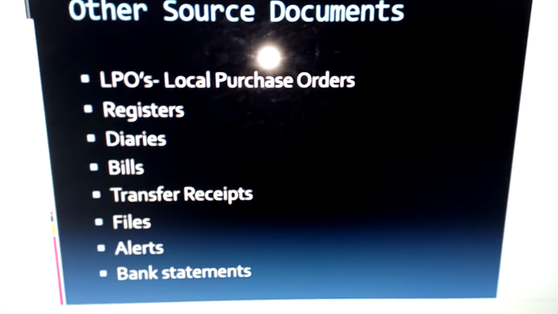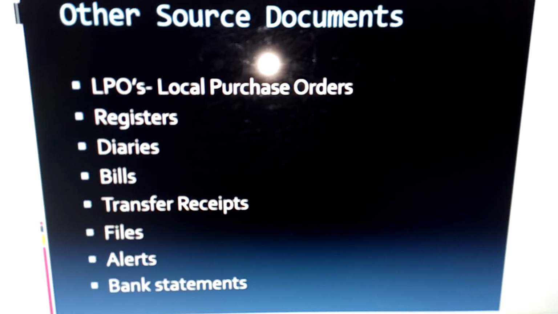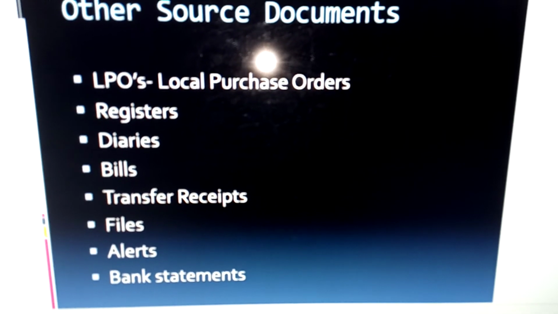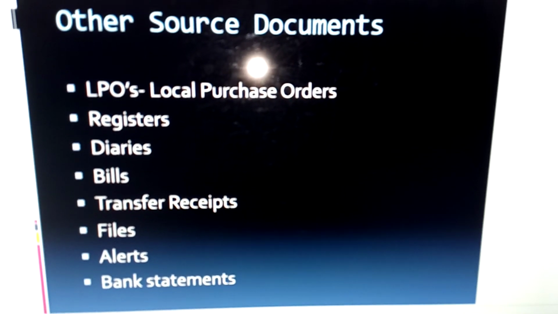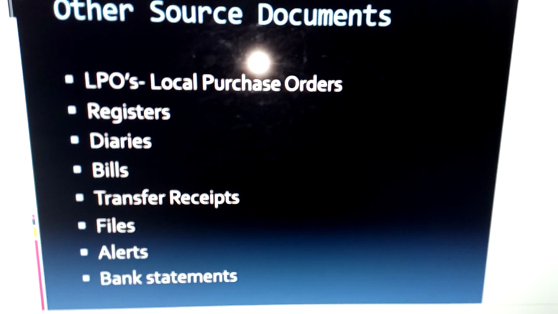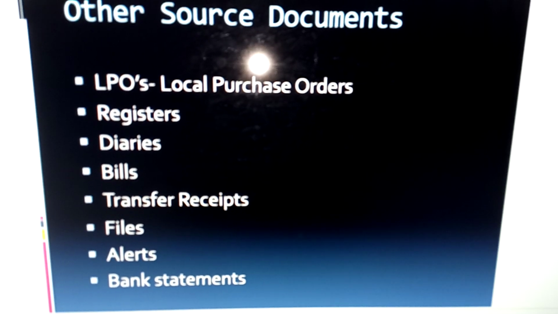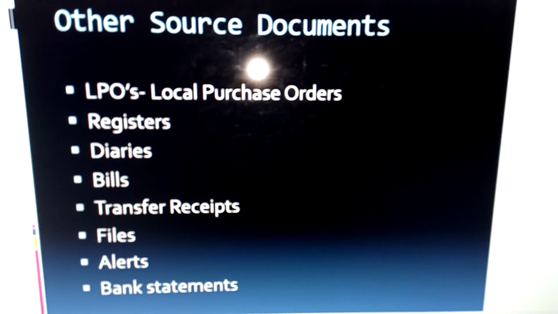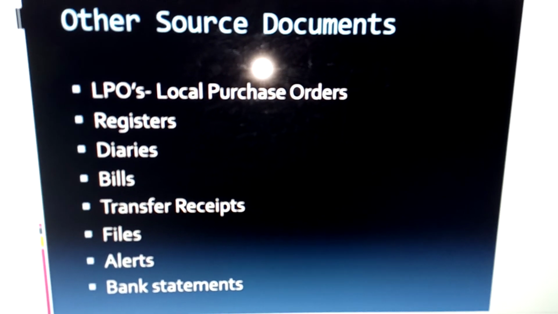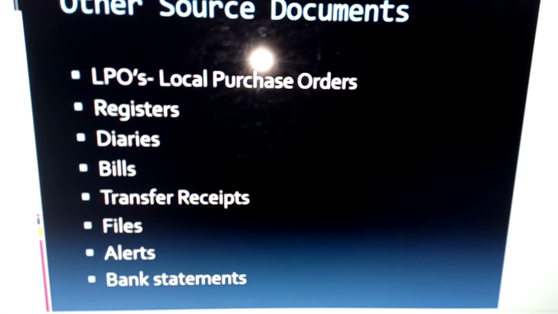You have transfer receipts, particularly with banks. When you make an online transfer, they give you evidence of the transfer, which is called the transfer receipt. That's a source of information. We have files. You can have as many files as you want for different purposes. That is also a source document. We have alerts. These days, every transaction you do, you get an alert as evidence of the transaction you just made. So that's also a sort of document. We have bank statements, showing how you operate your account for a particular period. We have vendor statements.